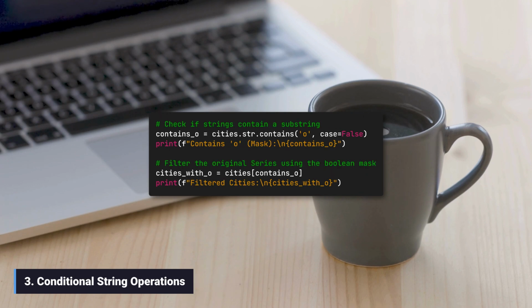3. Conditional string operations. You can also perform checks on the strings. For example, .str.contains checks if a substring is present in each element and returns a Boolean mask. We can then use this mask, which we learned about in the NumPy module, to filter the original series and extract only the cities containing the letter O.